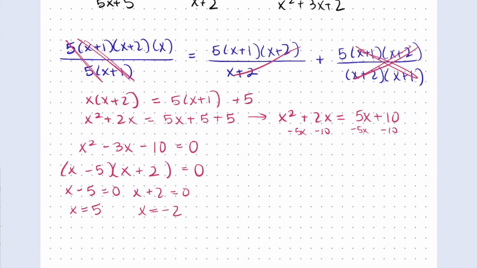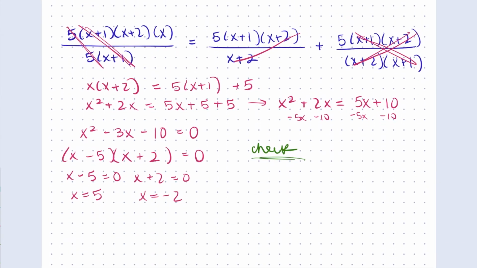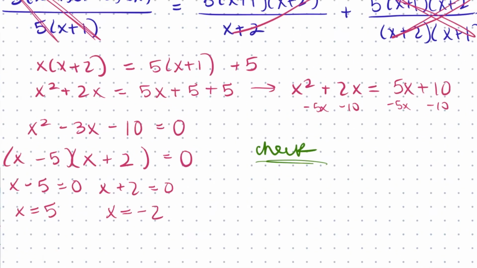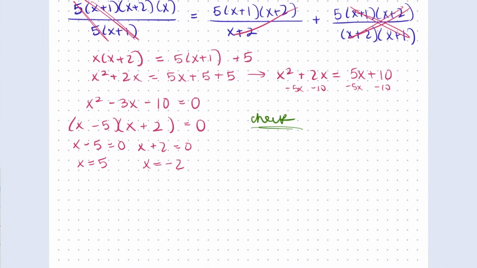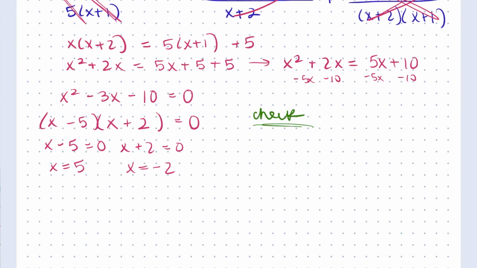X equals 5 and x equals negative 2. But then, just like we did on the last one, you've got to check your work. You've got to check your answers, see if things check out. So if we start with x equals 5 and we plug that in, we're going to have 5 over 5 times 5 plus 5.